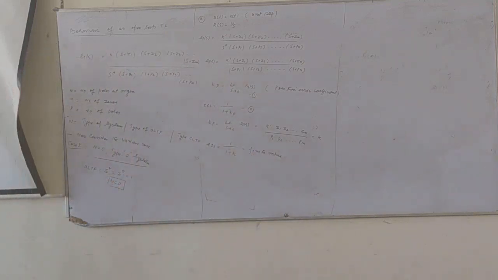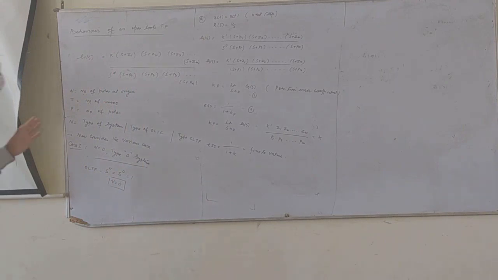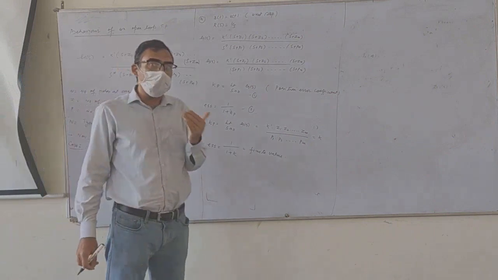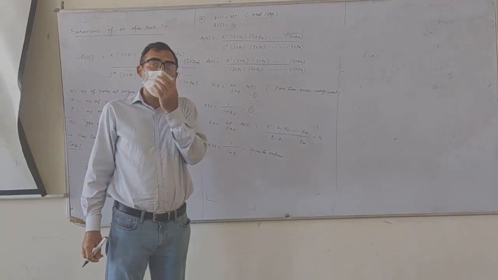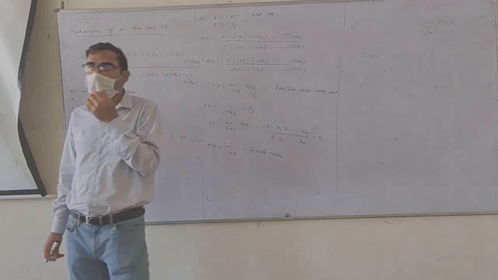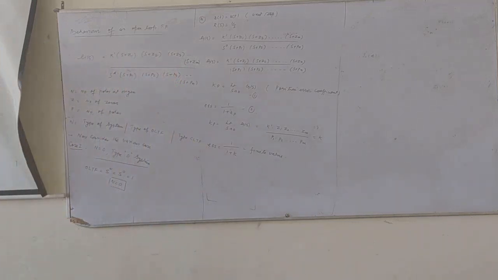So what do we conclude first? We conclude that in a type 0 system, if the input is a unit step, then the steady state error which we obtain will have some finite value. It will definitely have some value.